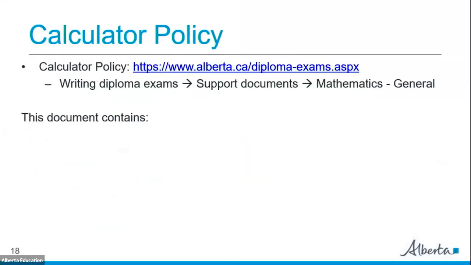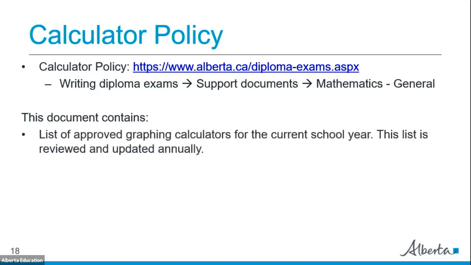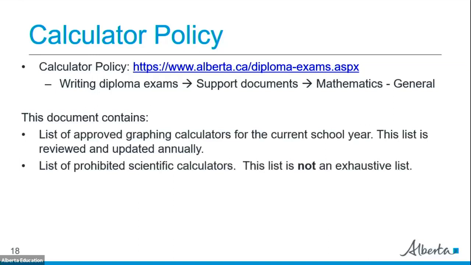The calculator policy can also be found on that Writing Diploma Exams webpage, as well as there's a link to it in the General Information Bulletin. This calculator policy is reviewed and updated every year, and this document provides a list of approved graphing calculators, as well as a list of prohibited functions. It's important to examine any scientific calculator that students are using to make sure that they cannot perform prohibited functions. For example, many scientific calculators can find exact values of radicals, as well as determine exact values of trigonometric ratios. The calculator policy contains a list of prohibited scientific calculators. However, this list is not exhaustive. It would be impossible to keep track of all the different calculators that are coming out. So it's important to look for those prohibited functions.